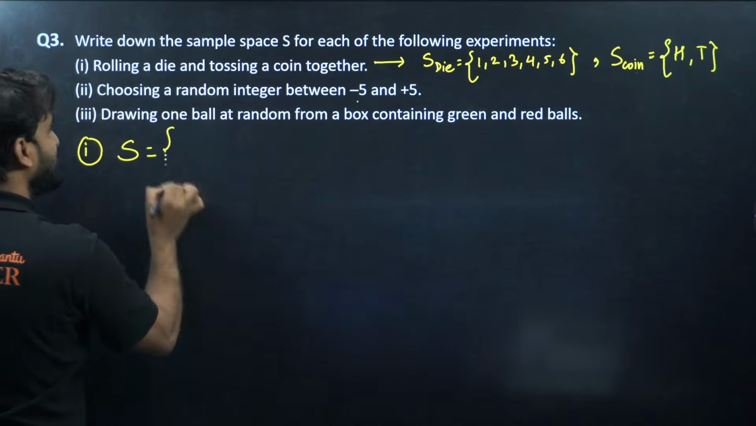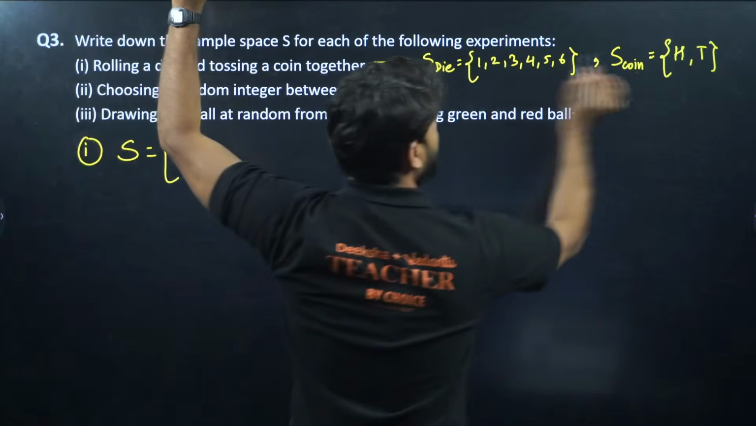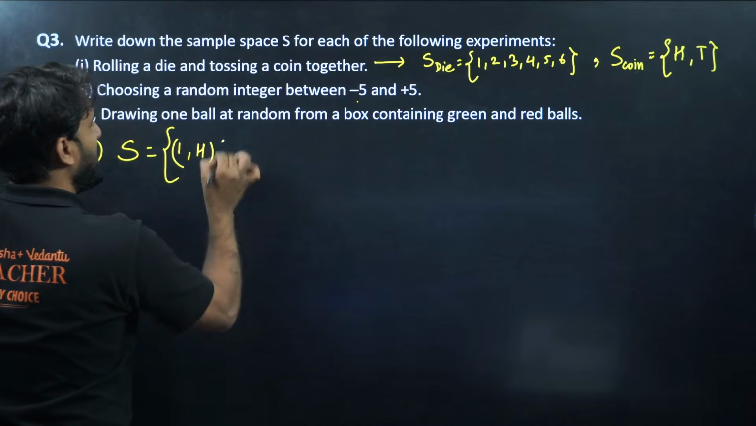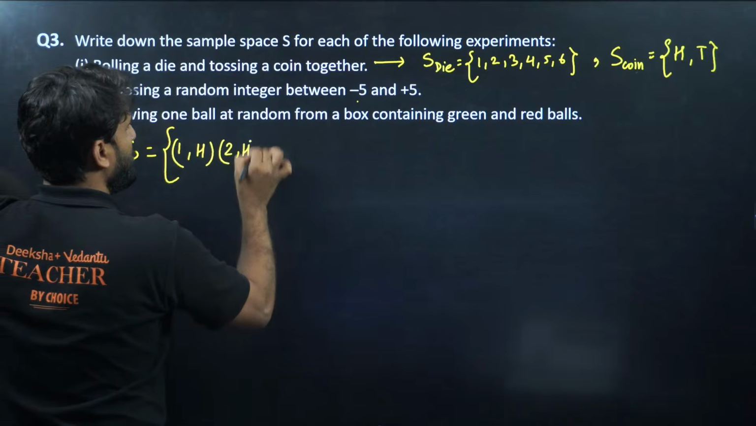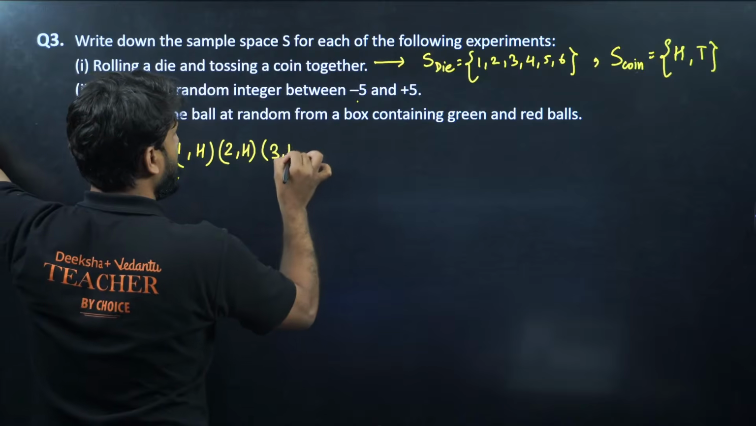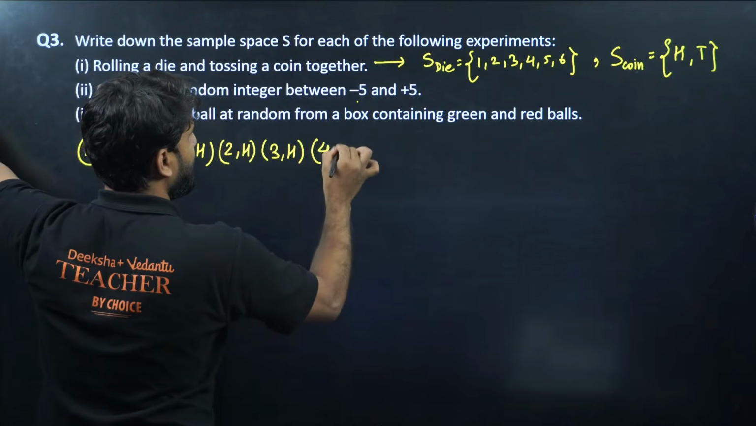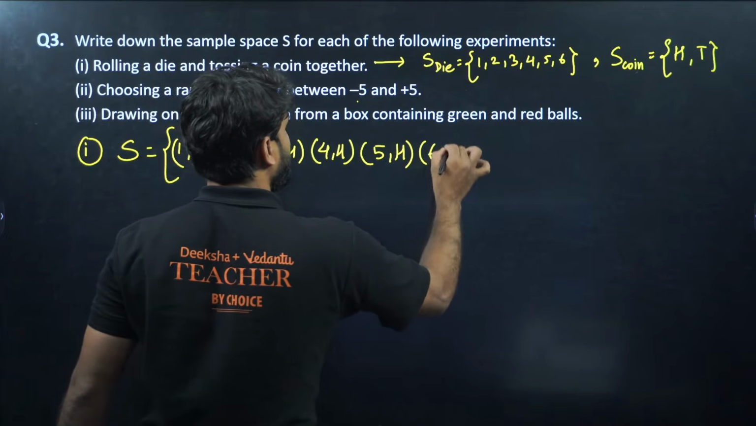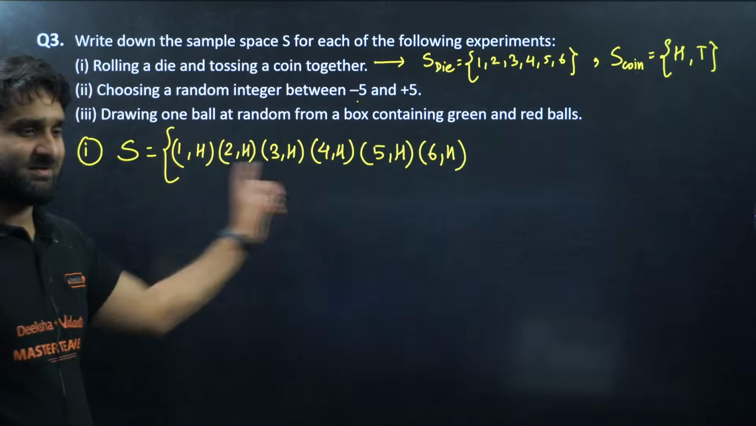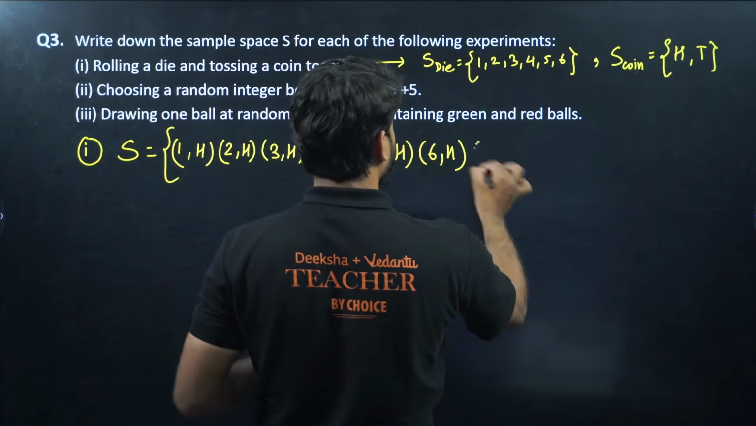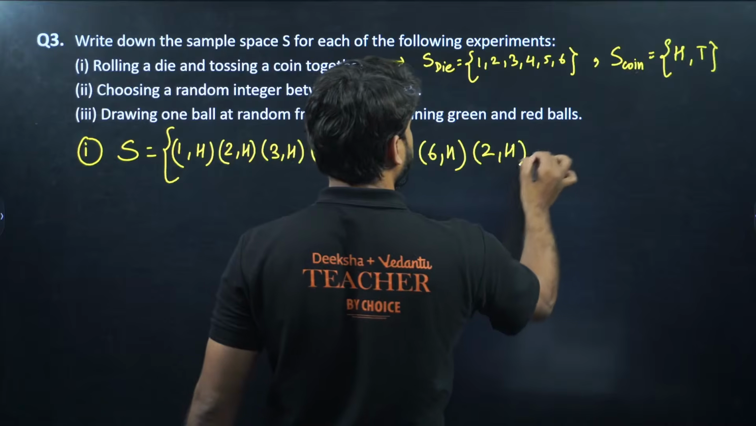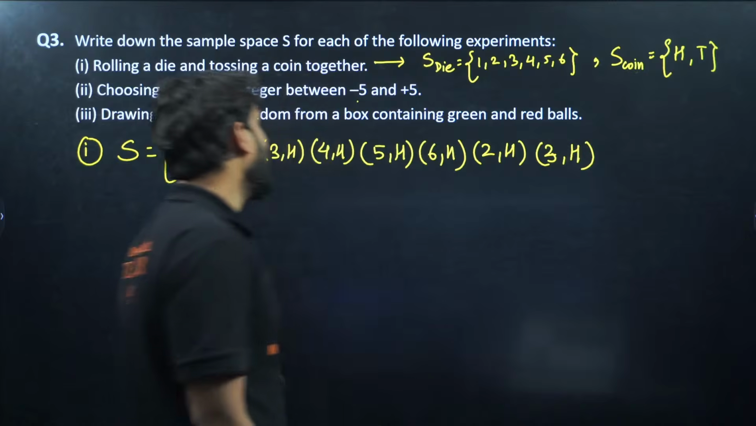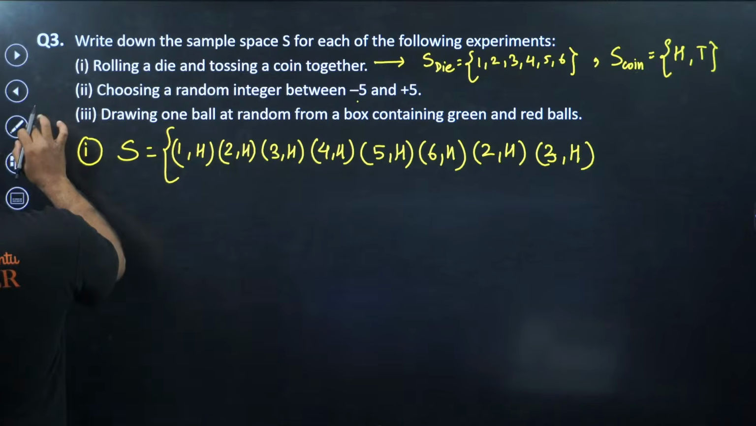So look, champion: 1 head, similarly 2 head, 3 head, 4 head, 5 head and 6 head.